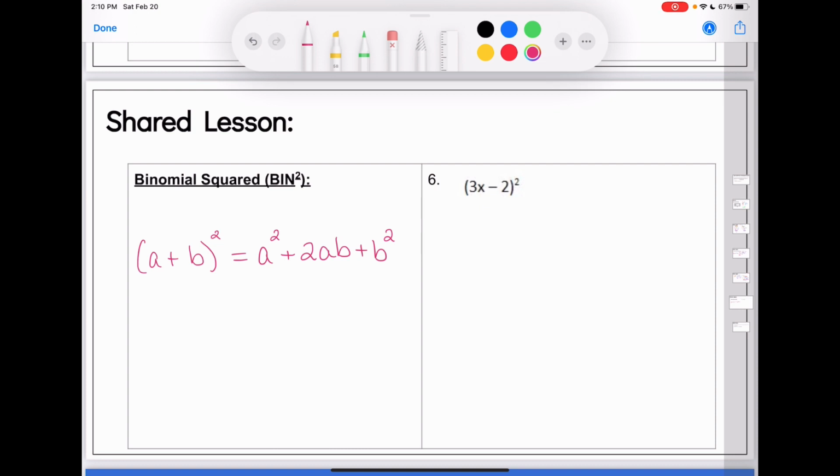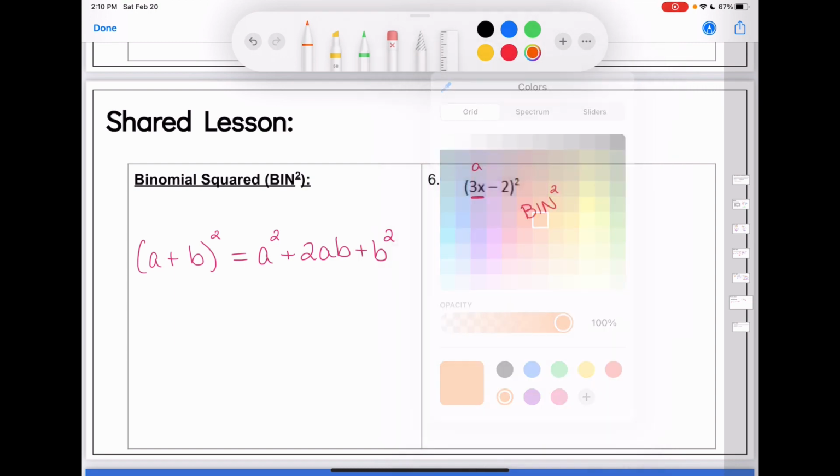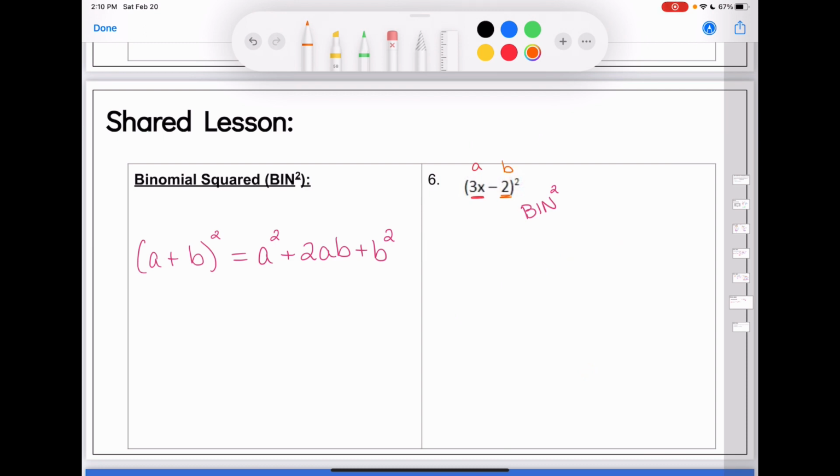So I want to show you what it would look like if I used that shortcut here on number 6. So if I use the bin squared shortcut, here's a, right? And here's b. b is -2, right? Since it's a plus b, that negative must be part of b. So if a is 3x, then a squared would be 9x squared, right? I square both parts here. Now the middle term is 2ab, meaning I would take 3x times -2. I'd get -6x, and then I double it, which would give me -12x.